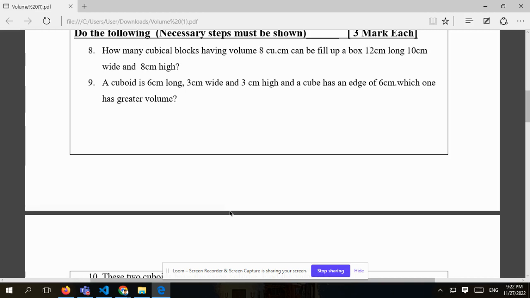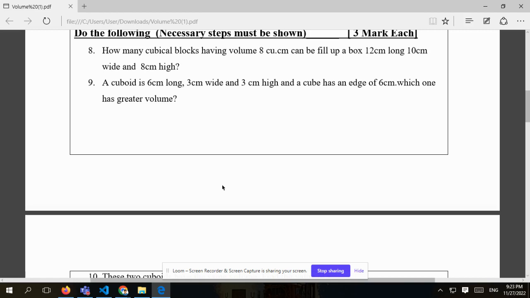Problem number 8. How many cubical blocks having volume 8 cubic centimeter can be filled up in a box 12 centimeter long, 10 centimeter. So basically, you have to calculate the bigger volume and then divide. So that is 12 multiplied by 10 multiplied by 8. 12 into 10 is 120. 120 multiplied by 8 is 96, so it will be 960 because there is an extra zero. Yeah, 960, right?